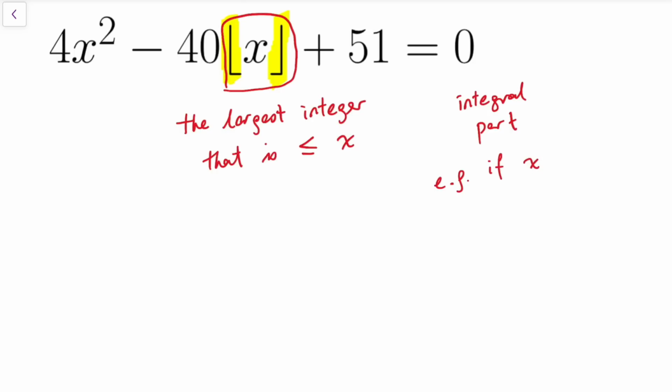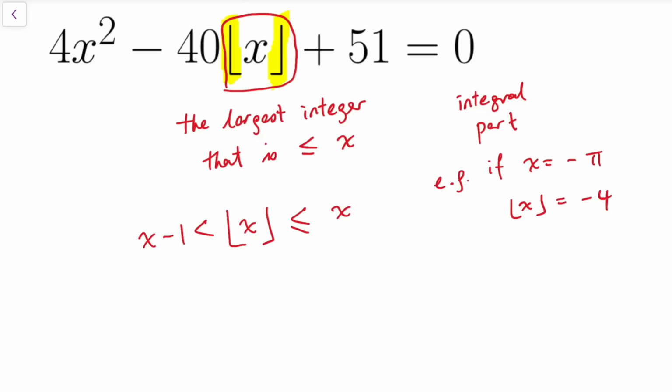For example, if x equals minus pi, so it's around minus 3.14, then after going through the floor function, the output will be minus 4 instead. So we know that by definition, the floor function of the number x lies between x minus 1 and x. And it's possible that this number is exactly equal to x.